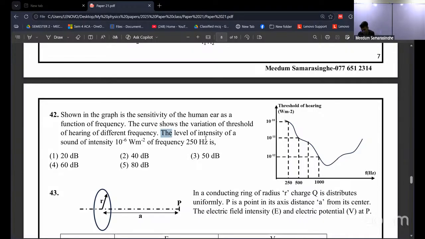The curve shows the variation of the threshold of hearing at different frequencies. The intensity of the sound is 10 to the power minus 6 watt per square meter, but the frequency of the sound is 250 hertz. When the frequency of the sound is 250 hertz, the threshold is not 10 to the power minus 12, but 10 to the power minus 10. Now you can find the intensity level.